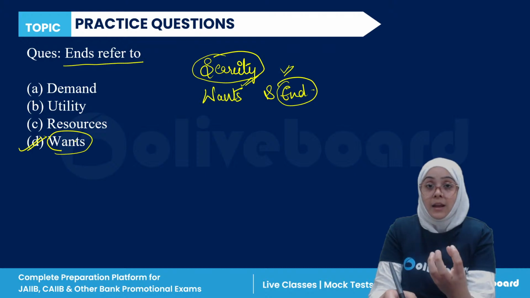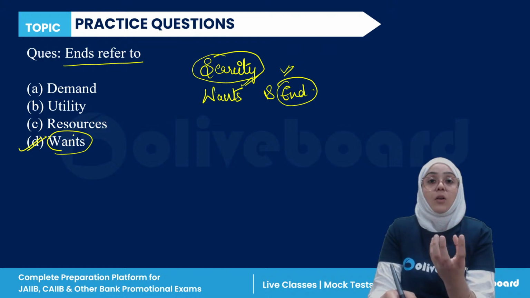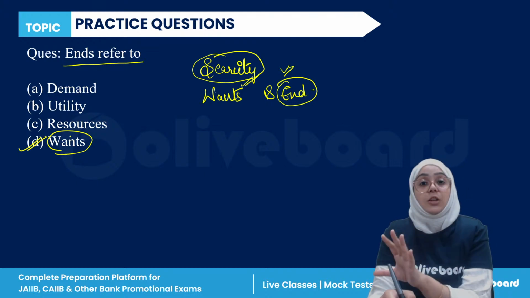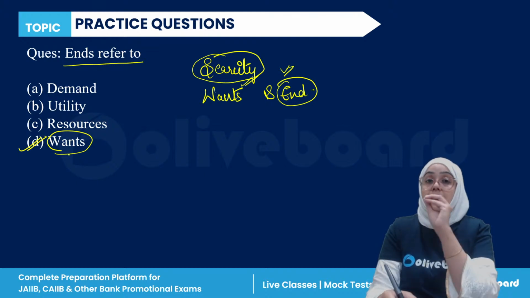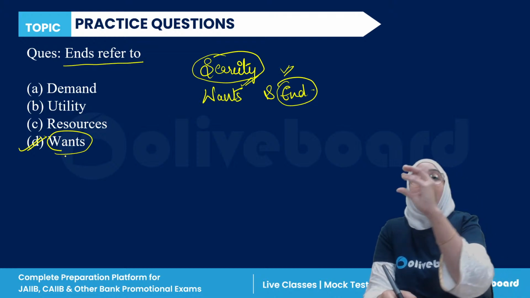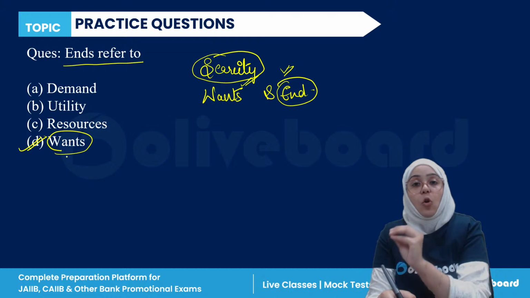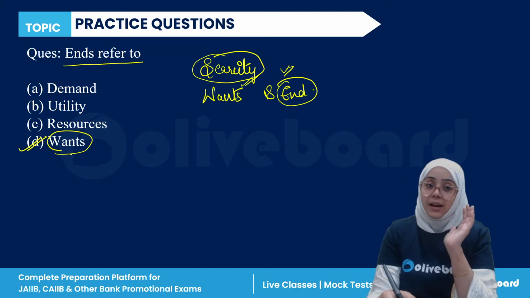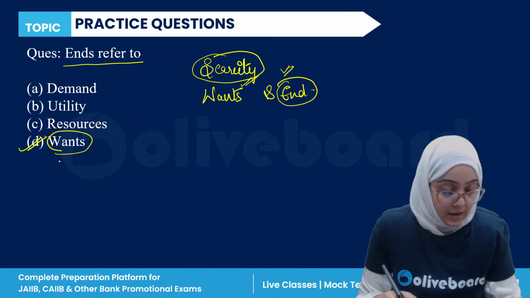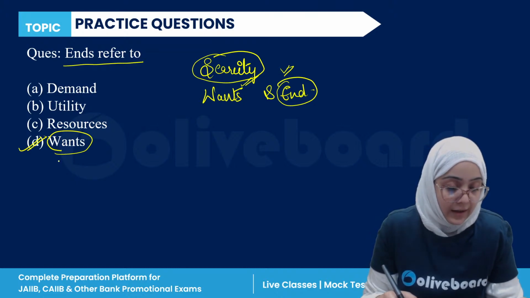What basically is the main objective of economics? To satisfy your wants. Wants is the end, right? The relationship between the scarcity of the resources and ends is called economics, and ends is called needs and wants. Clear? Done. So D is the correct answer. Yes, everyone, D is the correct answer.